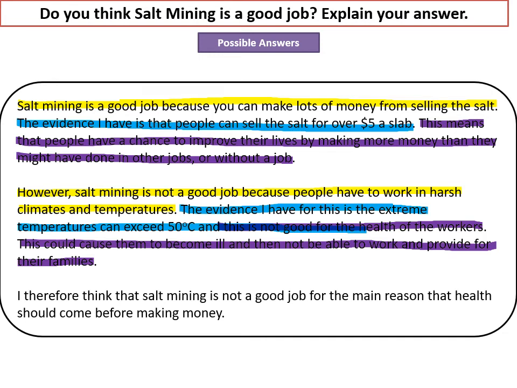I therefore think that salt mining is not a good job for the main reason that health should come before making money. There's my argument. Now, like I said before, if you've come up with a different argument, if you've chosen that it is good, you're not wrong. I'm not wrong. It is personally based on opinion, so don't worry. So good job. Let's move on.